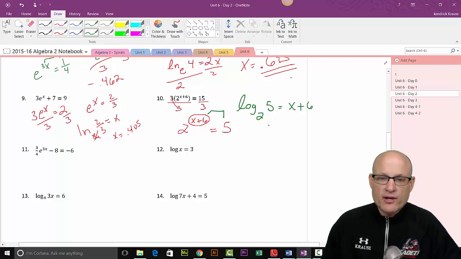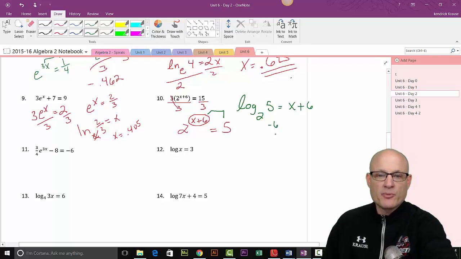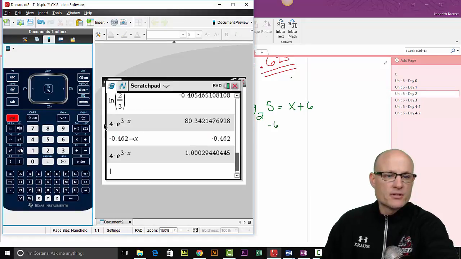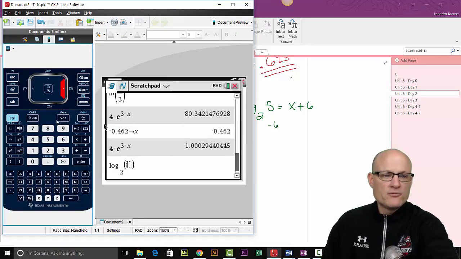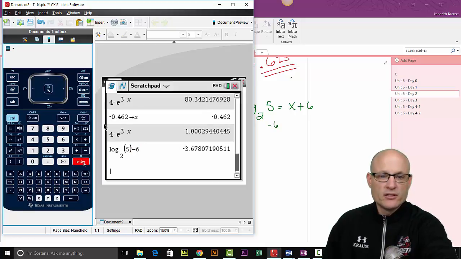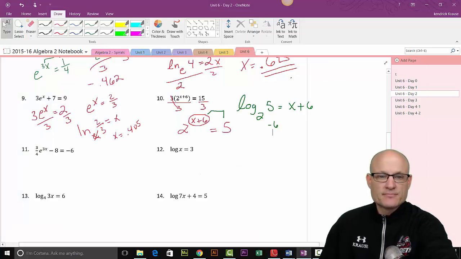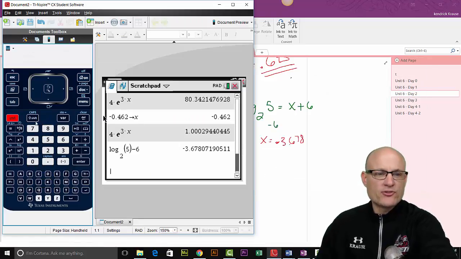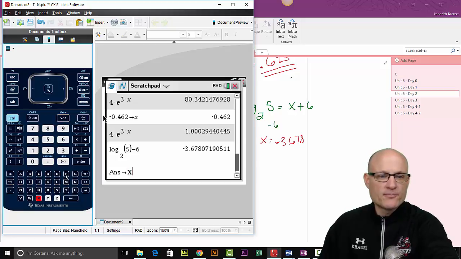And of course, then we just subtract 6 from both sides. So log base 2 of 5, and now don't forget the minus 6 has to be on the outside. Don't do anything silly. Negative 3.678. What happened? X equals negative 3.678. Now I take that and stow it into x.